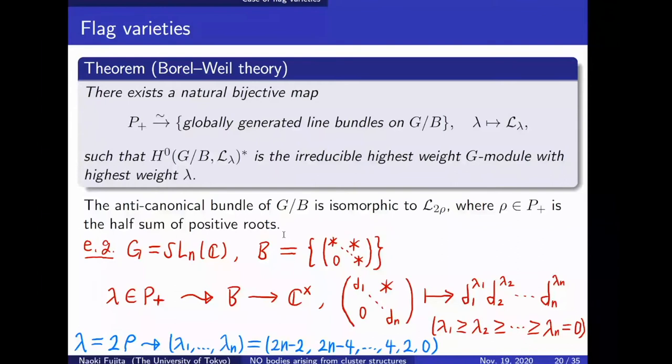In the case of SL_n(C), an element of P plus is identified with a character of B given by a monomial in the diagonal components, and the exponents are non-increasing. And the anticanonical bundle corresponds to the exponents 2n minus 2, 2n minus 4, 2n minus 6, and so on, 6, 4, 2.